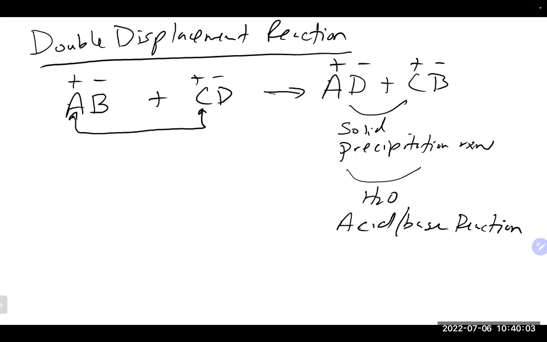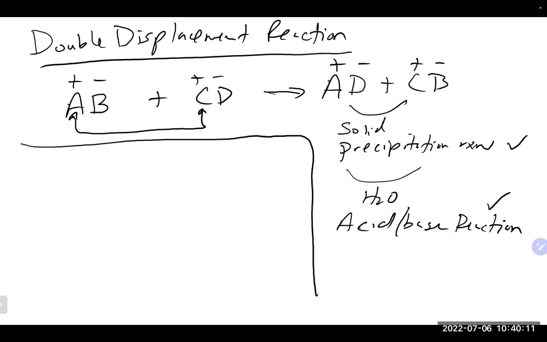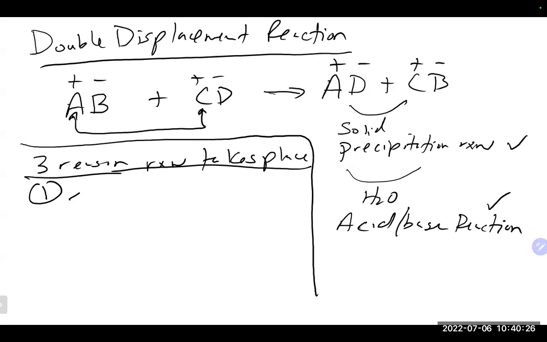So there are multiple ways that you could classify reactions. And under the double displacement umbrella, these are the more specific ways you could classify that type of reaction. There's really three reasons why a reaction takes place. One is an electron transfer, which is the next type of reactions we'll talk about, which are redox reactions.